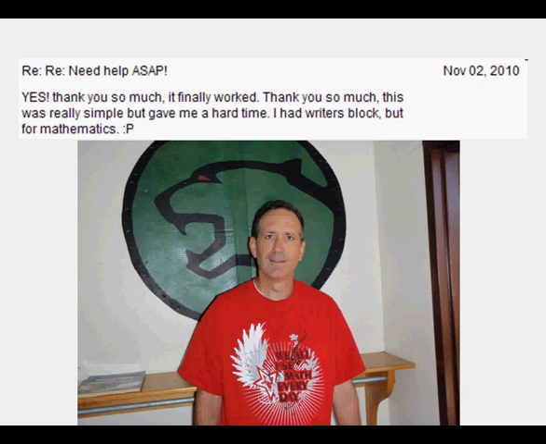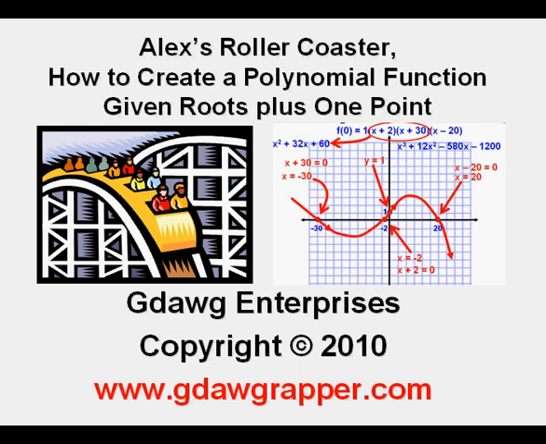I would like to thank Alex for bringing this fine problem to my attention. I had done this before with quadratic functions, but not until now with a cubic function. This has been Alex's Roller Coaster, how to create a polynomial function given roots plus 1 point. Thanks for viewing.